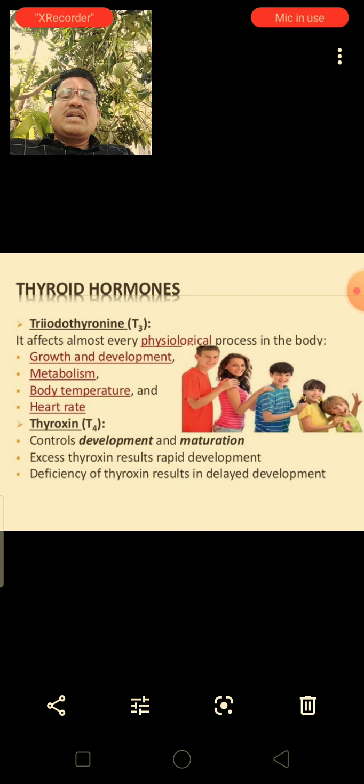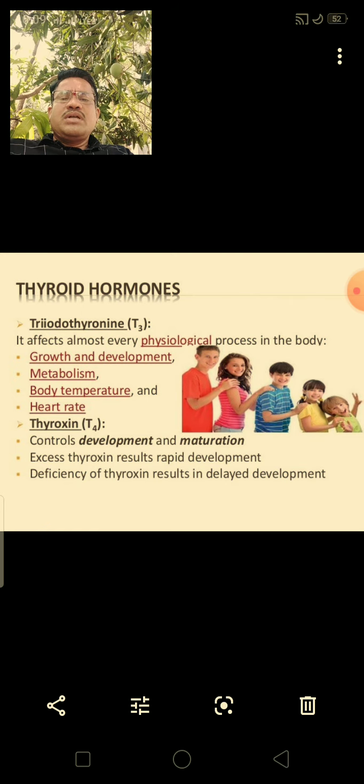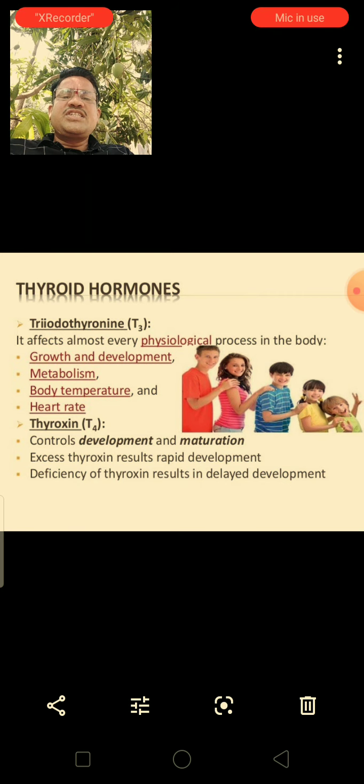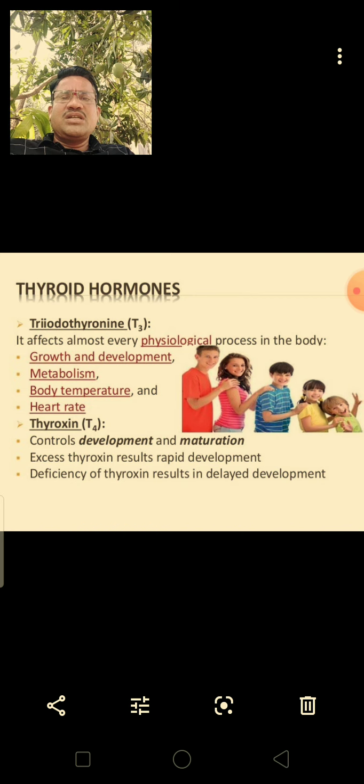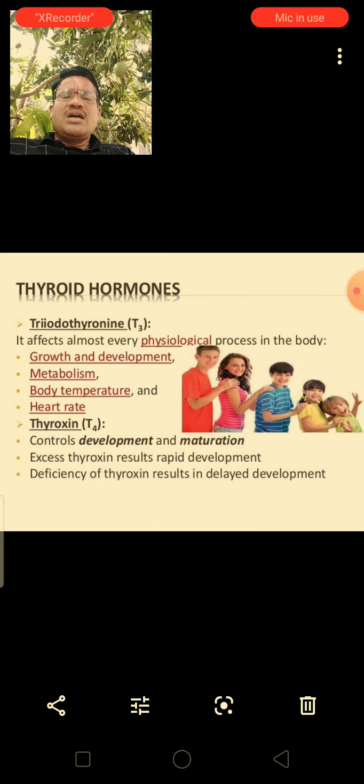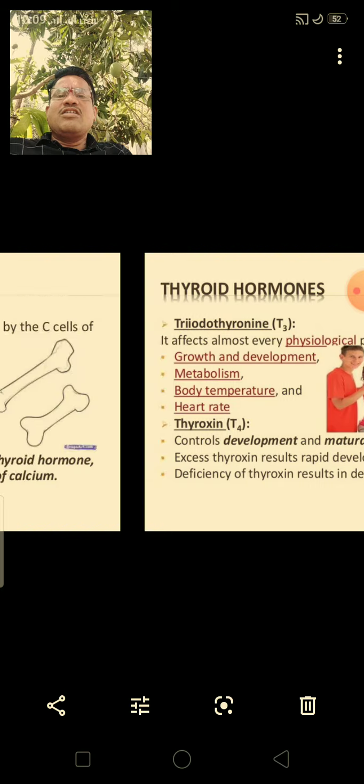Next, what about thyroxine, T4? It controls development and maturation. Excess thyroxine results in rapid development in the body, and deficiency of thyroxine results in delayed development. These two characters are quite opposite.